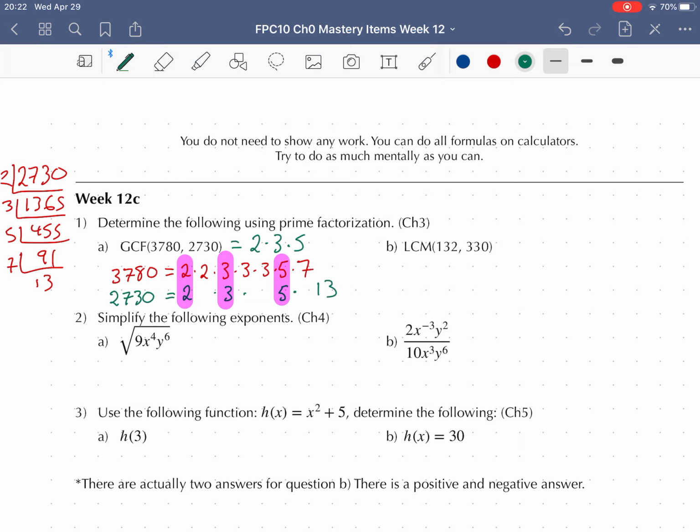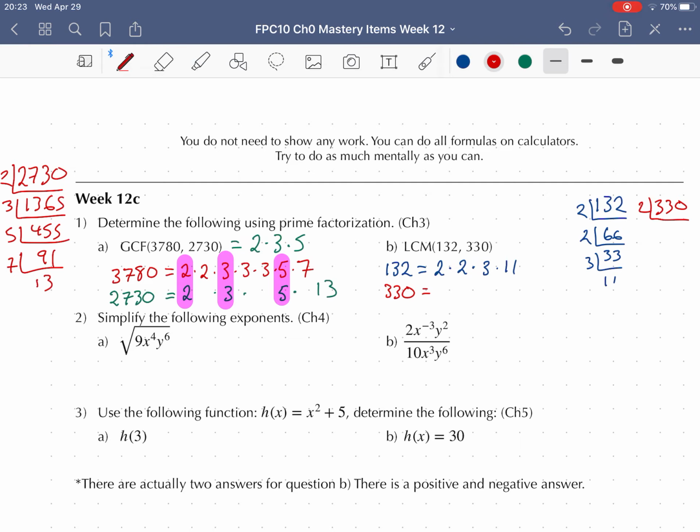All right, now we're going to find the least common multiple of 132 and 330. Fortunately for us, these are a little easier to prime factorize. So let's start with 132. We can divide that by 2 to get 66. Divide that by 2 to get 33. Divide that by 3 to get 11. So 132 is 2 times 2 times 3 times 11.